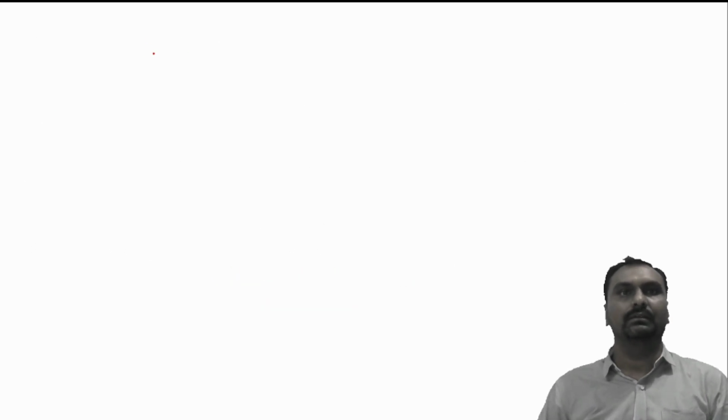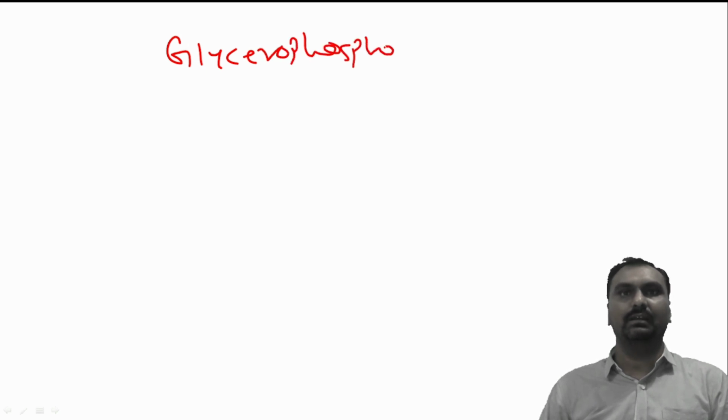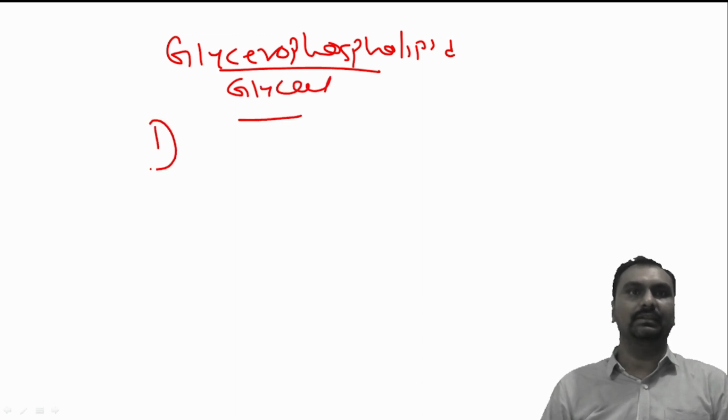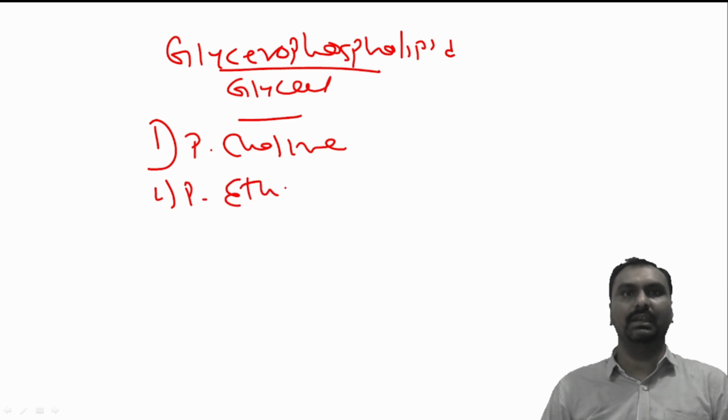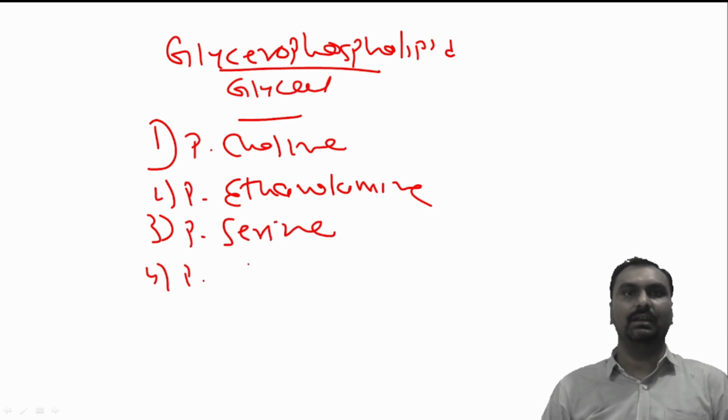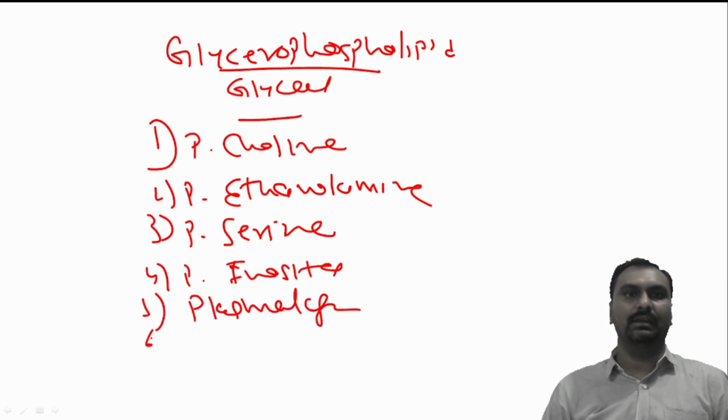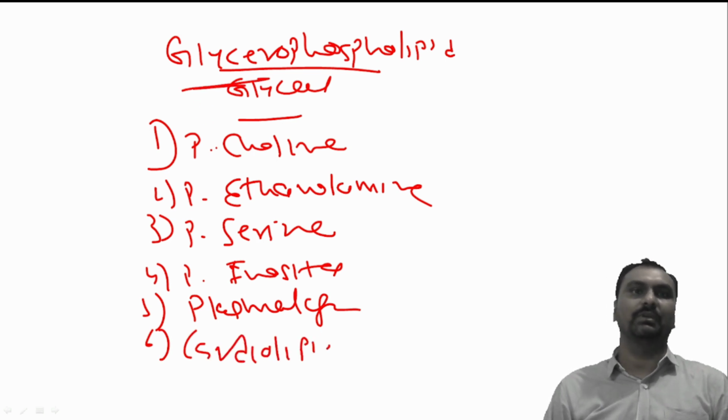So we have seen in phospholipid so far, there is glycerophospholipid where the alcohol is glycerol. Okay, examples are phosphatidylcholine, that is called lecithin, phosphatidyl ethanolamine, which is called cephalin, then phosphatidyl serine, and phosphatidyl inositol, then plasmalogen and cardiolipin. Okay, so these are the parts of glycerophospholipid.